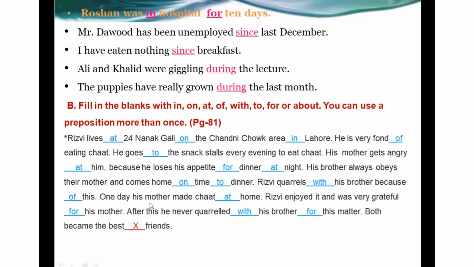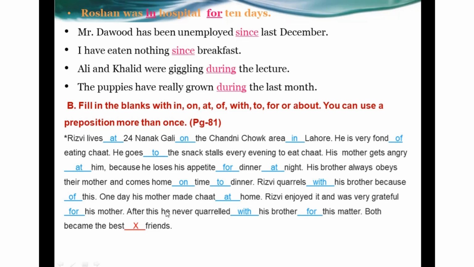One day his mother made chaat at home. So Rizvi enjoyed it and was very grateful for his mother. Like we discussed before, when they are talking about feelings, some kind of popularity, fame, or being known for something, famous, when feelings like that are mentioned, then for that, what do we use? We use "for". So students, now let's read the next one.